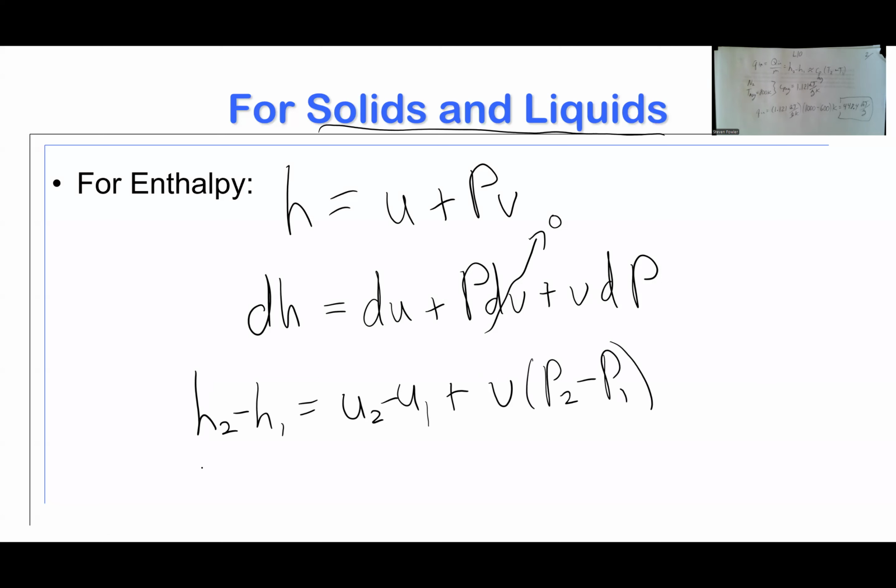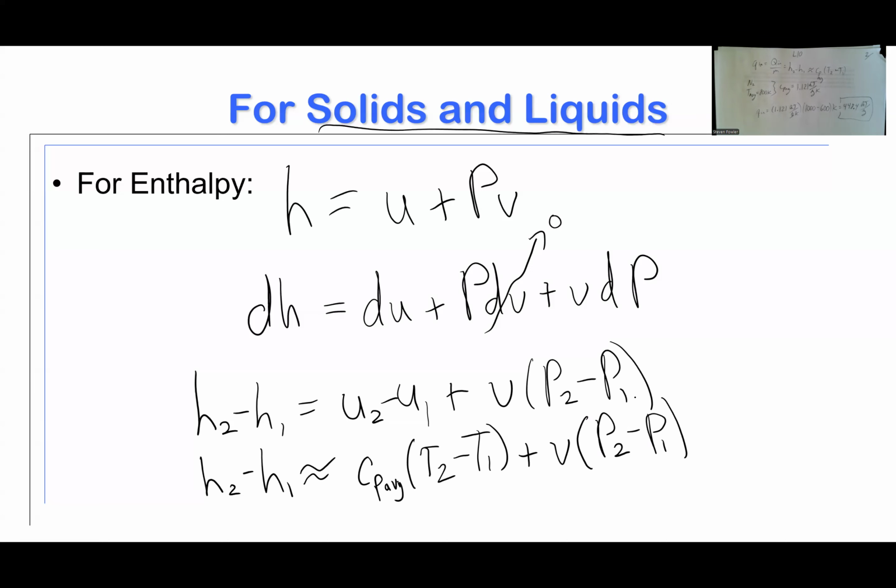And remember, delta U, we've said for solids and liquids, I can approximate delta U as C sub P for solids and liquids at the average temperature times the change in temperature plus specific volume times the change in pressure. When I often teach fluid mechanics, this term, V delta P over here, often ends up being delta P over rho, which is the same thing. So if you've had fluid mechanics, you probably have seen in the Bernoulli equation, for example, delta P over rho. That's representing that quantity right there.